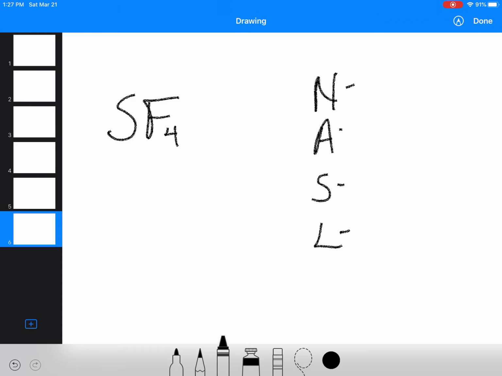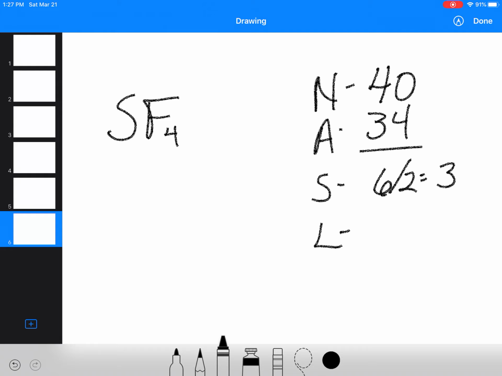I've got 5 atoms total, 4 fluorines and 1 sulfur. 5 times 8 is 40. 4 fluorines have 7 valence electrons each. 4 times 7 is 28, plus the sulfur has 6, 34. When I subtract the available number from what I would have thought would have been the need number, I get 6 electrons to share, and of course that would only give me 3 bonds.